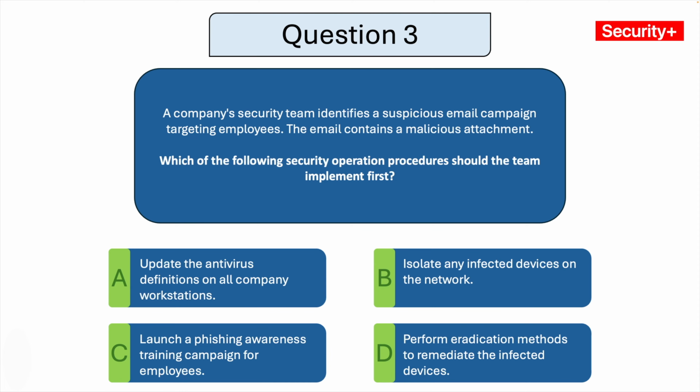So we have to ask ourselves, which phase are we currently in based on the information in the scenario? And I would say that we're currently in detection and analysis. We detected a threat and we've analyzed that there is a malicious attachment. After discovering the threat, what would be next? And that would be containment. So I'm going to go with B, isolate any infected devices on the network.